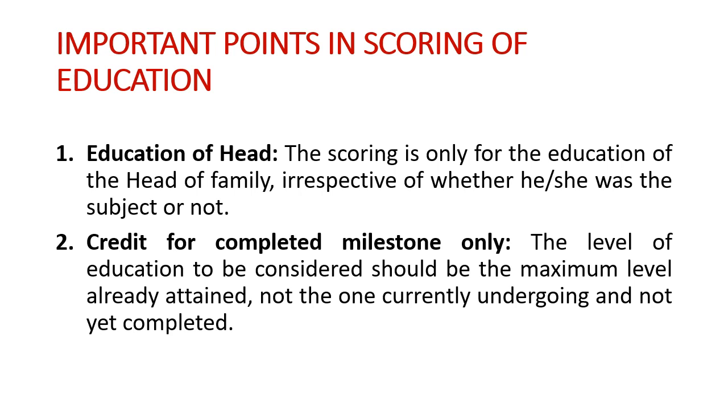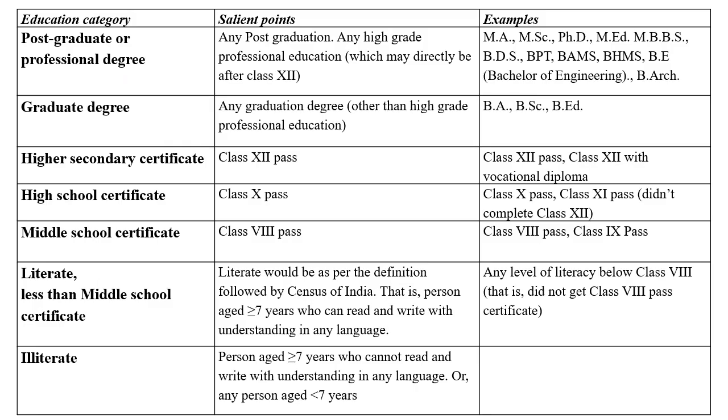Then, credit for completed milestones only. The level of education to be considered should be the maximum level already attained, not the one currently undergoing and not yet completed. Now coming to various educational categories under the Kuppuswamy scale.